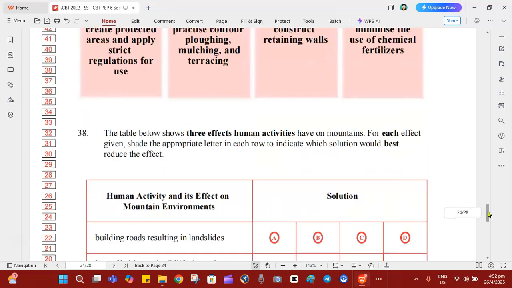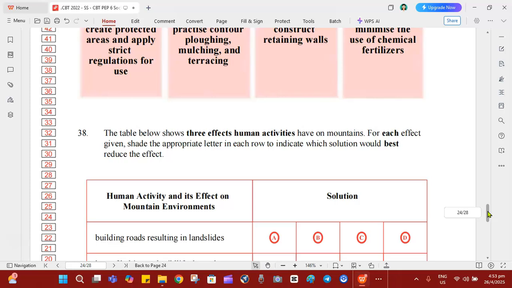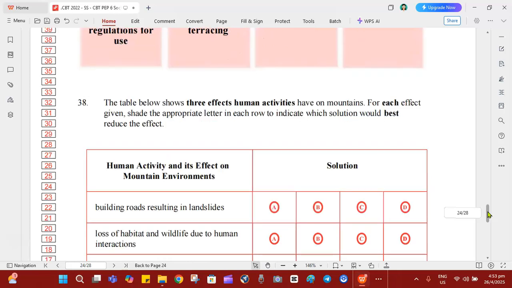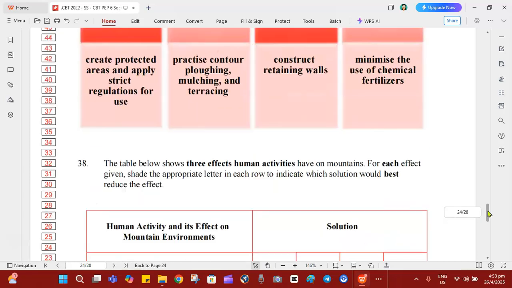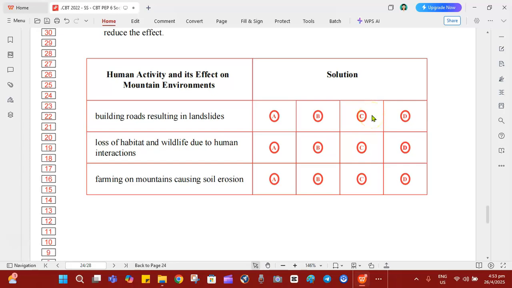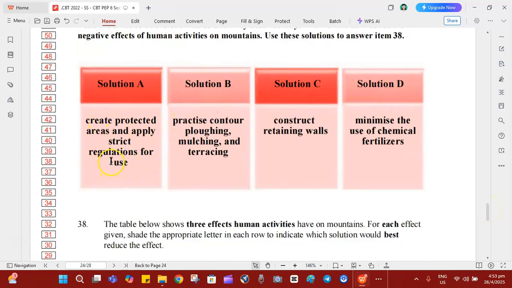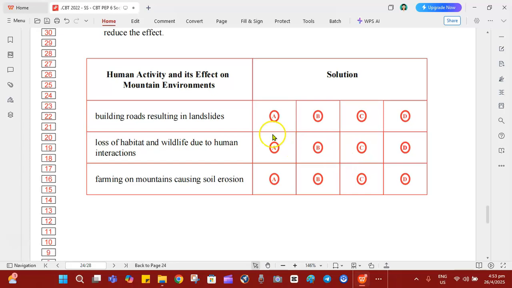Is it A, creating protected areas, that's speaking of forest reserves? B, contour plowing and mulching and terracing? Or do we need C, which says constructing retaining walls? The answer would be C. Next says loss of habitat and wildlife due to human interactions. What do we do for that one? Loss of habitat and wildlife. Sounds like in the forest, so we need forest reserves, which would be A. Solution A, so that would be A.